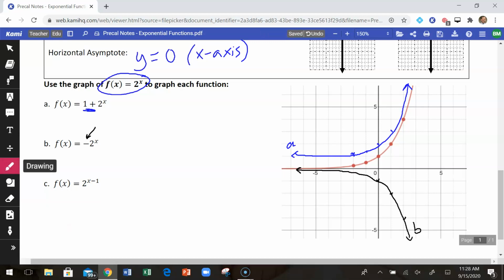And then our third one, C, is we have 2 to the x minus 1 power. So there we have subtraction on the inside with the x. And that's going to be a transformation to the right 1 unit. So if I move all these points to the right 1 unit, that is what we're going to end up with. Now our asymptote stays the same. It's still going to tail off at the x-axis, or at y equals 0. But every point was shifted to the right 1 there in order to graph that.